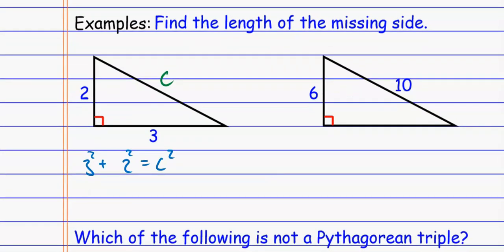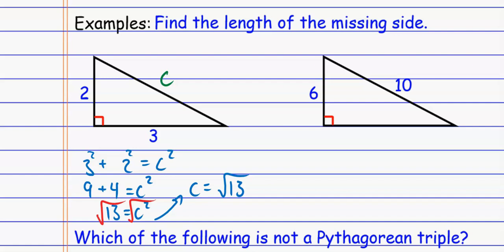And so when I look at this, that gives me 9 plus 4 equals c squared. That's 13 equals c squared, and now I take the square root of each side. If this was algebra, we'd say c equals plus or minus the square root of 13. But in geometry, we only care about the positive value because we're talking about the length of the side of a triangle. So that's the exact value.